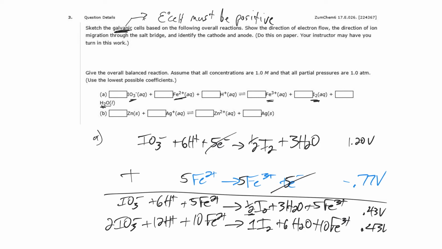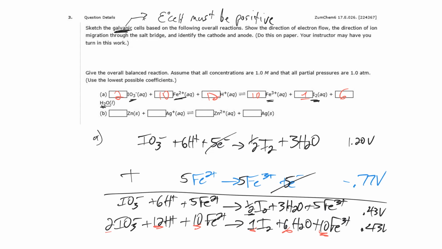Okay, so what can we write in the answer blanks? 2 for iodate, a 10 for iron 2, a 12 for hydrogen, a 10 for iron 3, a 1 for iodine, and then a 6 for water.